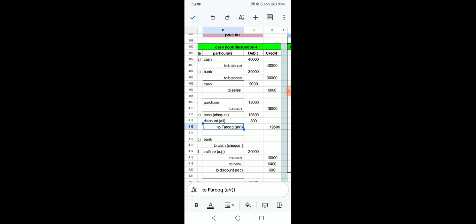The rule is very simple. If cash is debit, do debit it in the cash book. If bank is debit, do debit in the cash book. So the rule is debit do debit and credit do credit. Hopefully you people have understood.